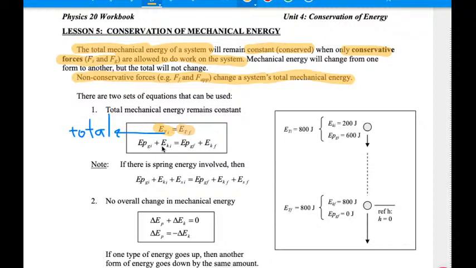So if we add up all of our mechanical energy, potential gravitational, kinetic, we can even throw spring in there. It's not shown here, but if we have a spring in our system that's changing its energy, we'll throw that in there as well. We'll break it up into all of the types of mechanical energy initially, and we'll add it all up in the final.